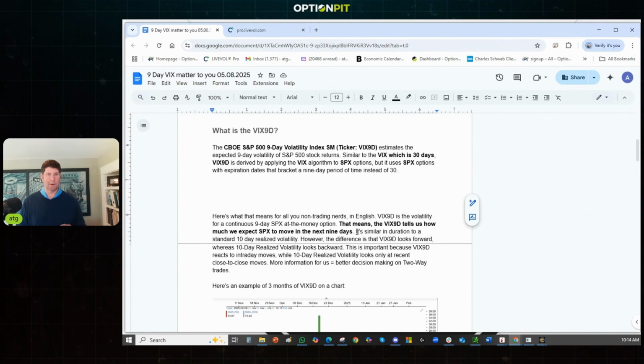Okay, so the next part is the 9-day VIX calculation. What is it? It's basically the VIX calculation on options centered around 9 days. So the idea is, instead of using the 30-day VIX calculation, it's going to use options right around 9 days, but everything with a bid. So again, your 9-day VIX is also giving you the at-the-money volatility for the SPX, right?